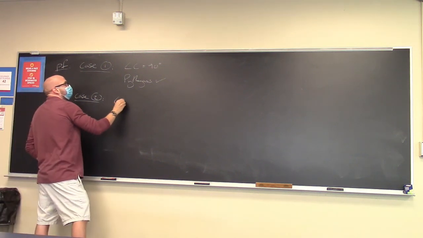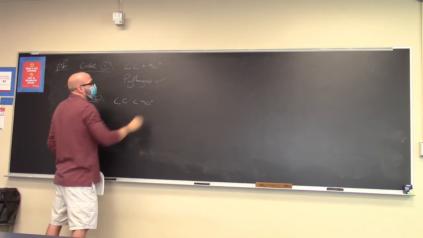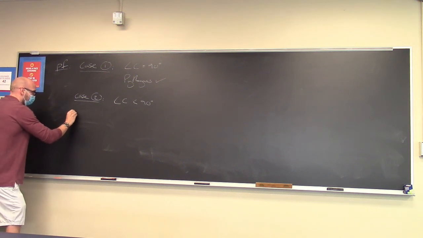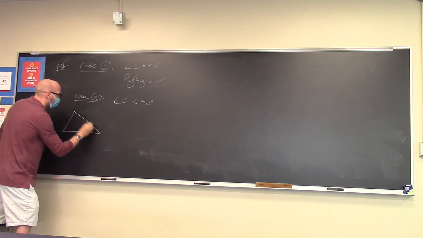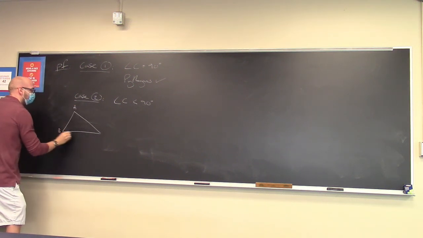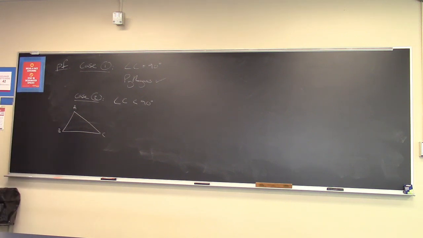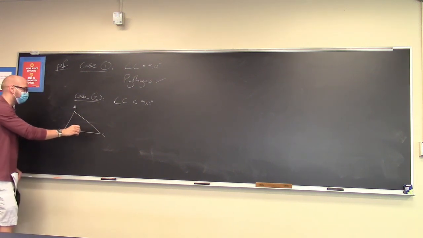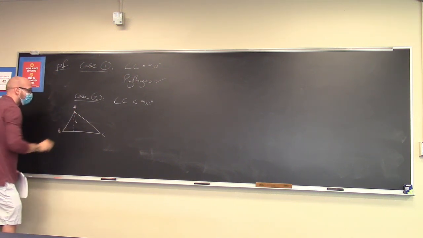Case 2, let's do the acute case. Angle C less than 90 degrees. So we have a picture basically like I just had. A, B, C. So this angle here is less than 90 degrees. And we'll drop in an altitude and call that altitude H.